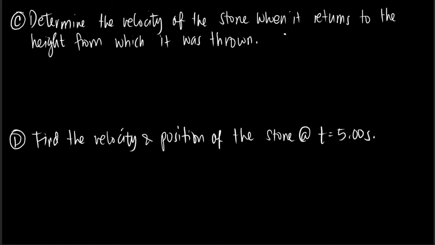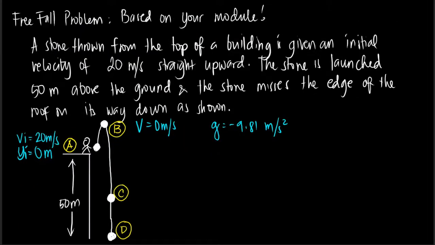Next mga part. Letter C. Determine the velocity of the stone when it returns to the height from which it was thrown. So, from our drawing, I'll change this, and this guy as well. A, B, C, D, and then E. Okay. So, ang pamangkot, ano to ang iya nga velocity when it reaches the point at which it was thrown. So, it's around here sa C.